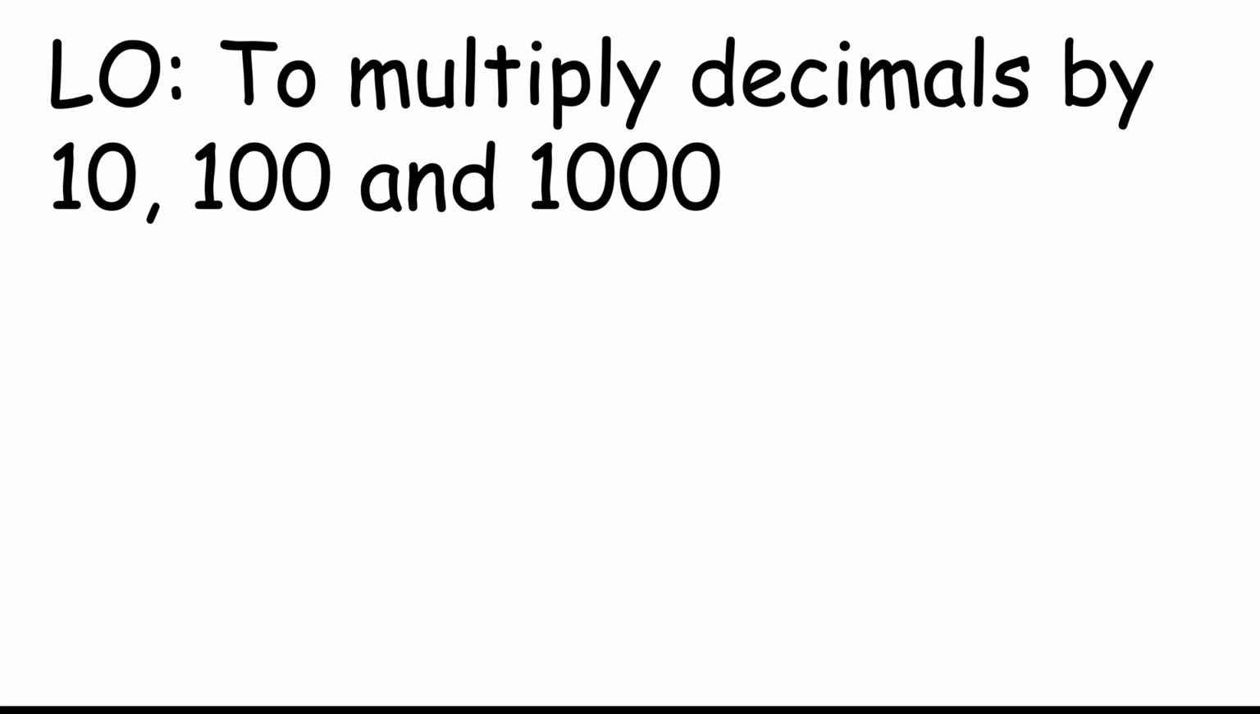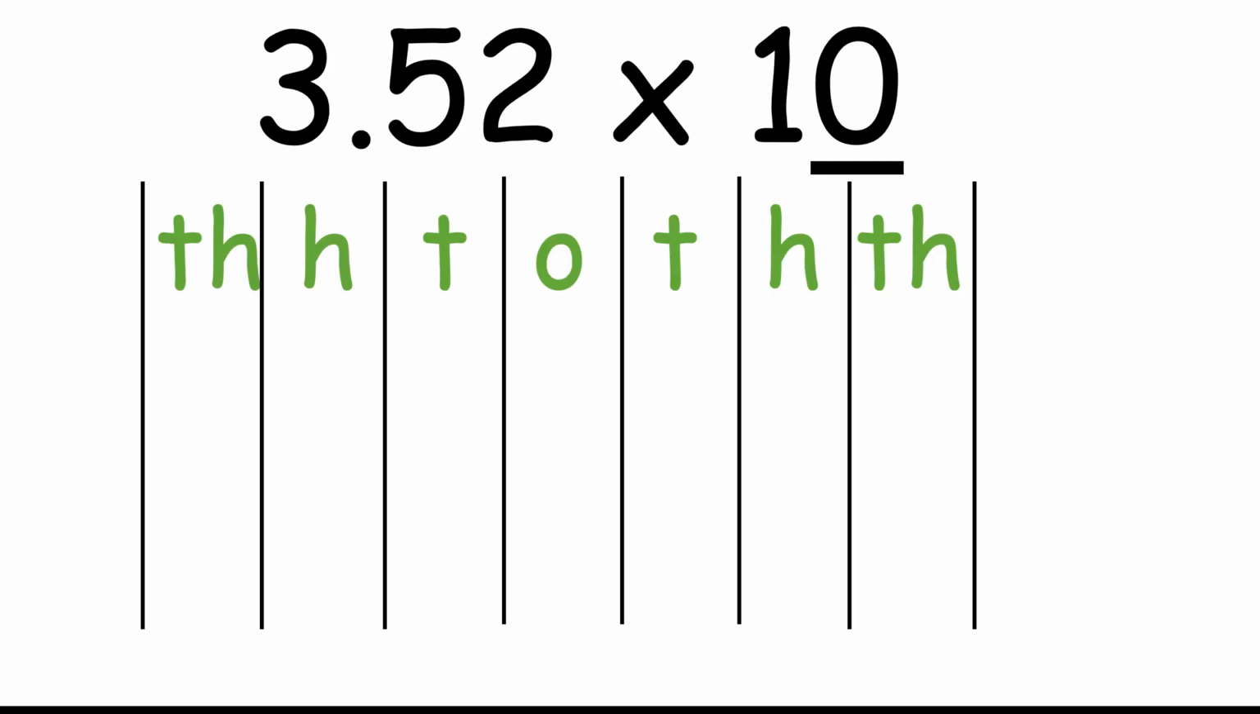And actually, we're going to look at the proper way using a place value grid, because if you just add a zero to a decimal, then it doesn't really work. Okay? So if we look at 3.52 times 10, if we were to just add a zero, it would be 3.520, which is wrong. That's the same number, isn't it? So what we've got to do is put it in our place value grid.